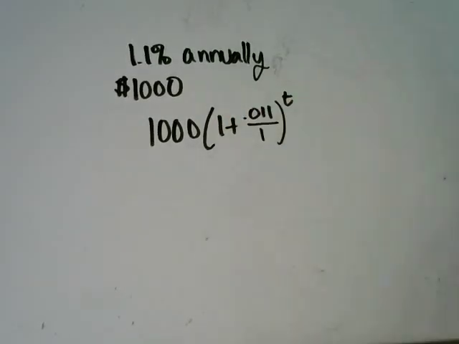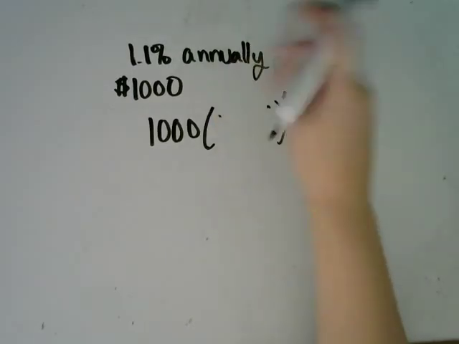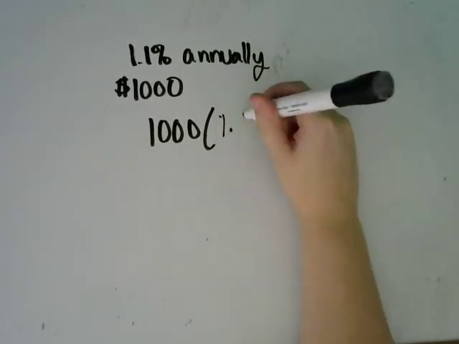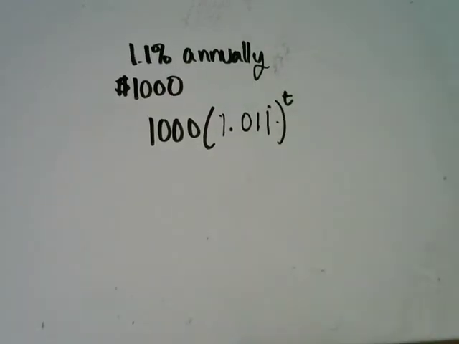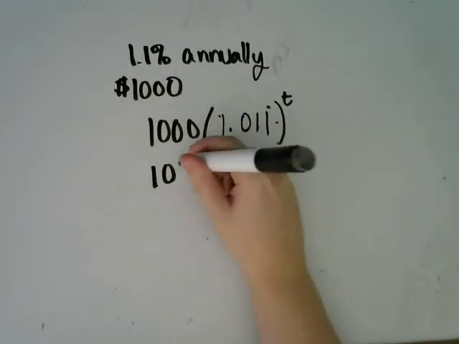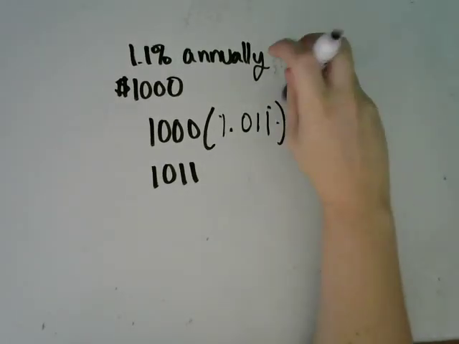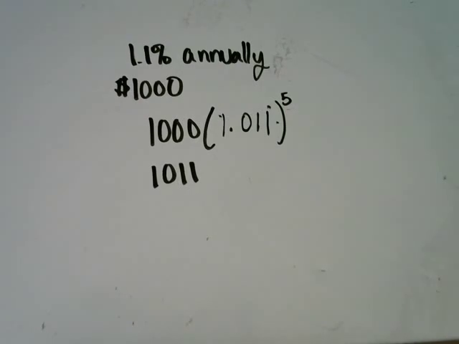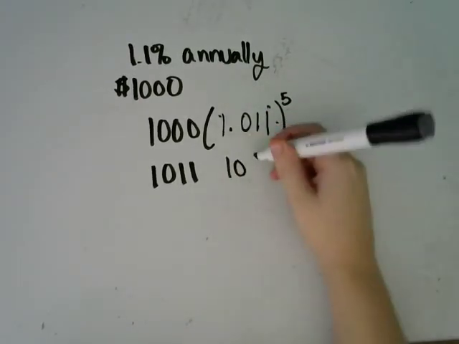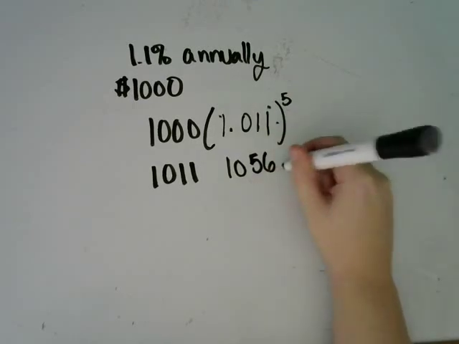This simplifies, so I'm going to go ahead and replace this with 1 plus 0.011. And then I have multiple questions, so I want to plug in different values for the exponent time. And so the first one, it asks for 1 year, which will be $1,011. And then the next one asks for 5 years, so I need to plug in 5 to my exponent, t, and I get the result of $1,056.22.